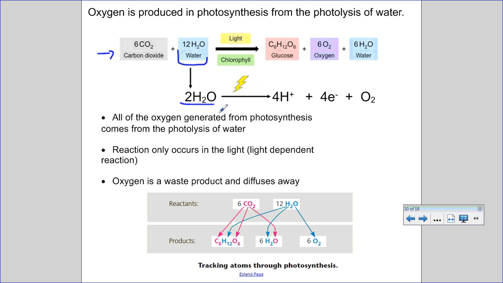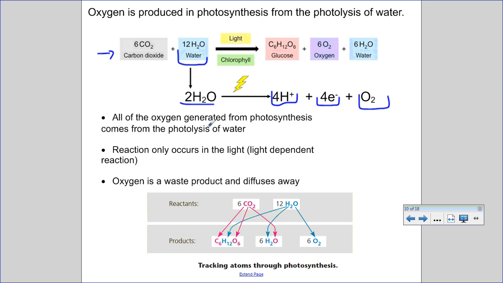So with two molecules of H2O, you'll have light that gets absorbed, and the lightning bolt is supposed to represent light. The water will get lysed to release the 4 hydrogen ions plus 4 electrons, and then you have 1 molecule of oxygen gas that gets created as a byproduct from this photolysis. And this is what gets released. The hydrogens are used to create glucose, and then the electrons get used in the light-independent set of reactions, or the remainder of the light-independent reactions.